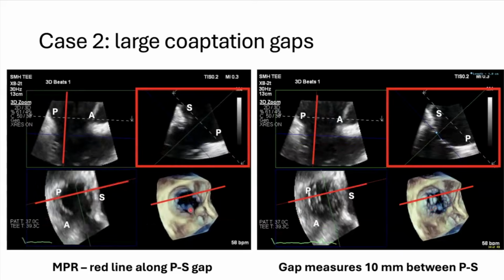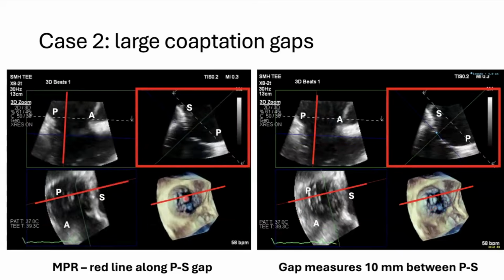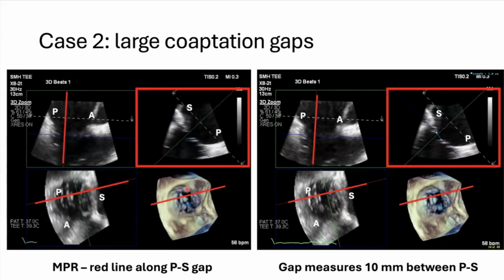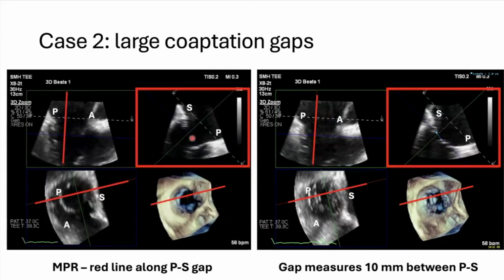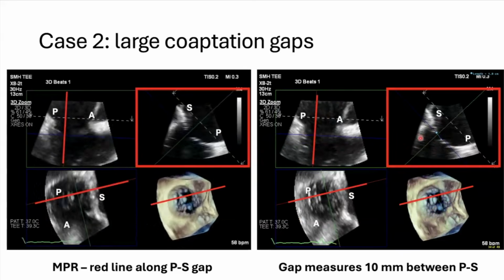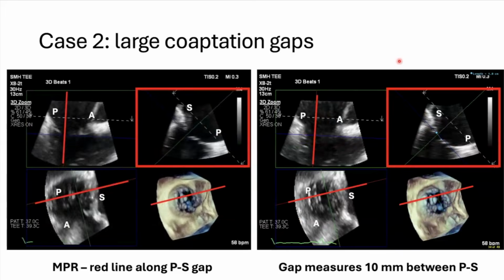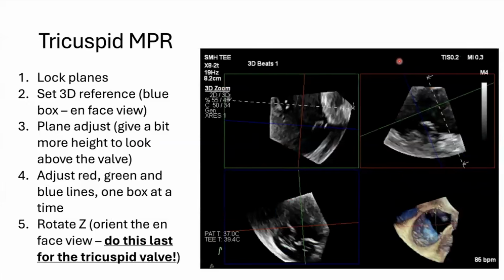And by moving the line more posterior to the posteroseptal commissure, perpendicular to that coaptation plane, we can again freeze the image and measure the coaptation gaps between here. So this is an example of using 3D and MPR to measure coaptation gaps.